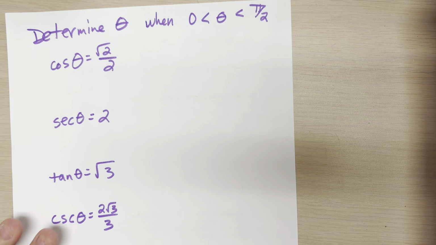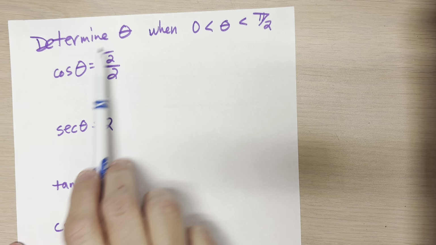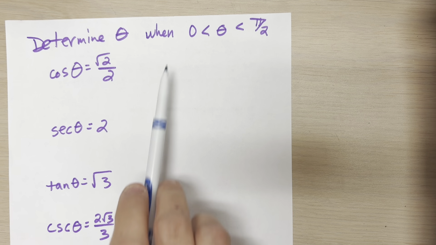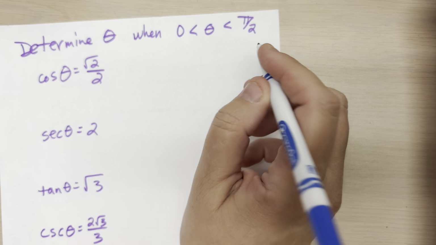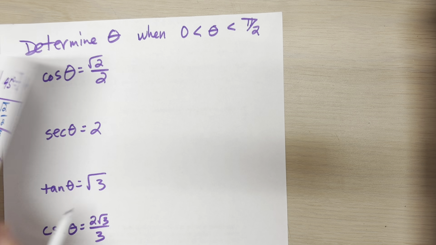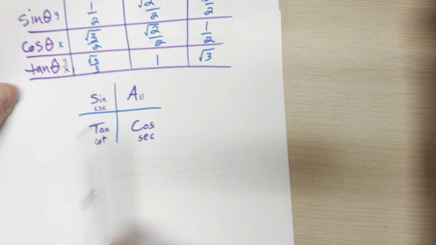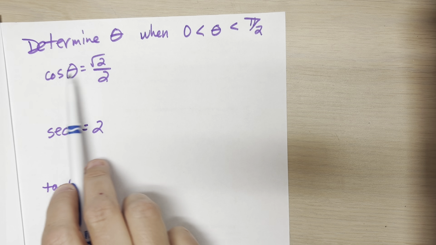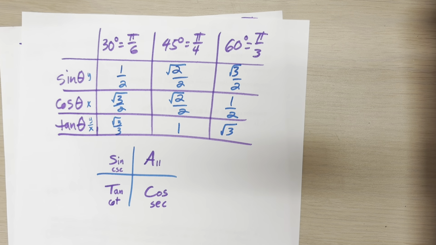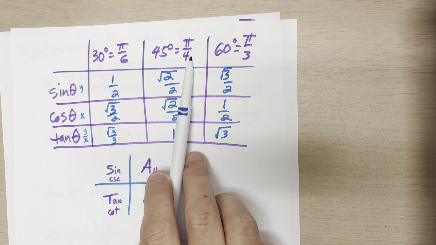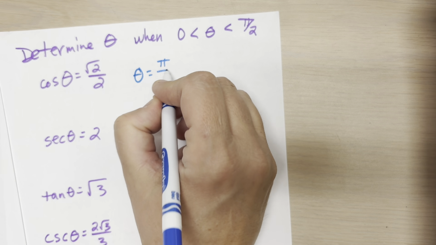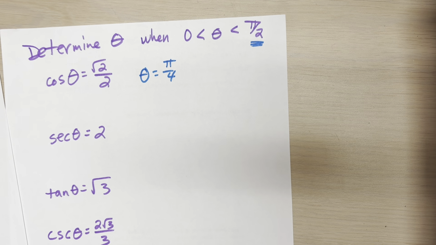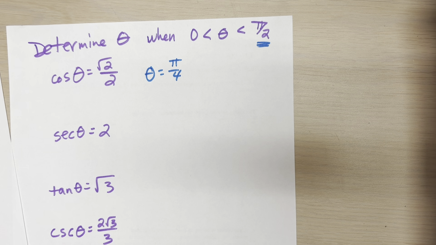Okay, we're going to look over here. We have to determine what angle is going to give us the trig values that are listed when theta is between 0 and pi over 2. Hopefully you remember that's the first quadrant, and everything's positive in the first quadrant. I am looking for the angle that gives me a cosine value of rad 2 over 2. I can use this to see that happens at pi over 4. Notice I'm answering in radians because my restriction is listed in radians. If this had been degrees, I would have said 45 degrees.